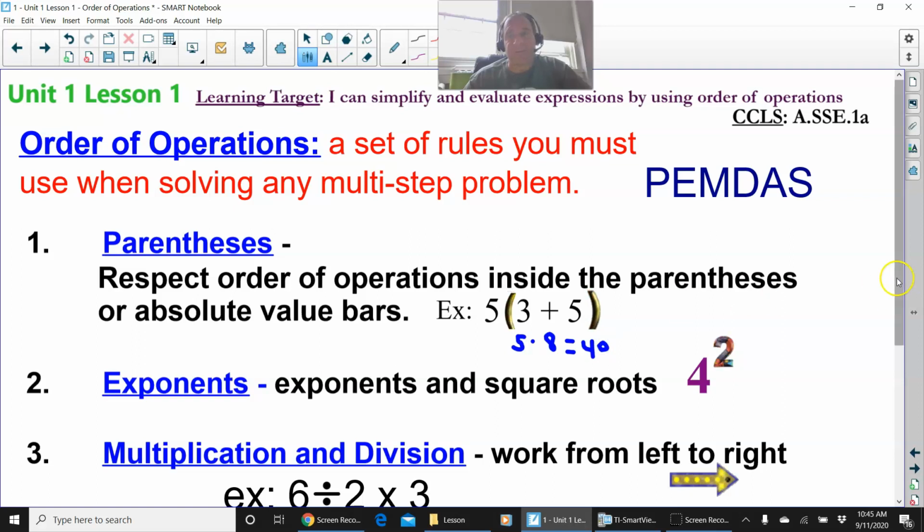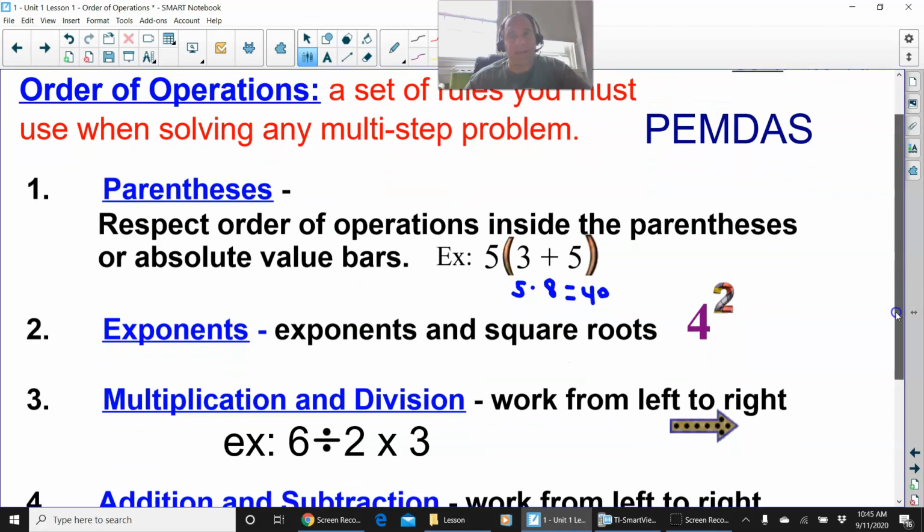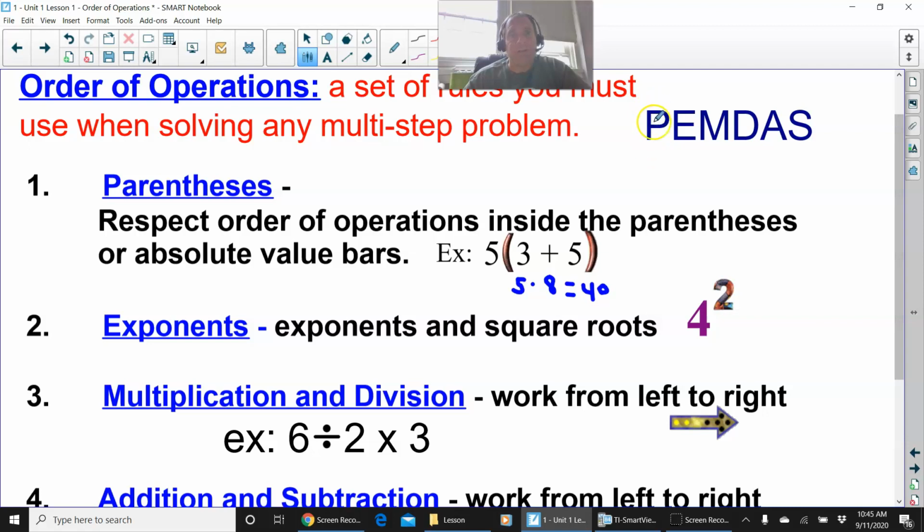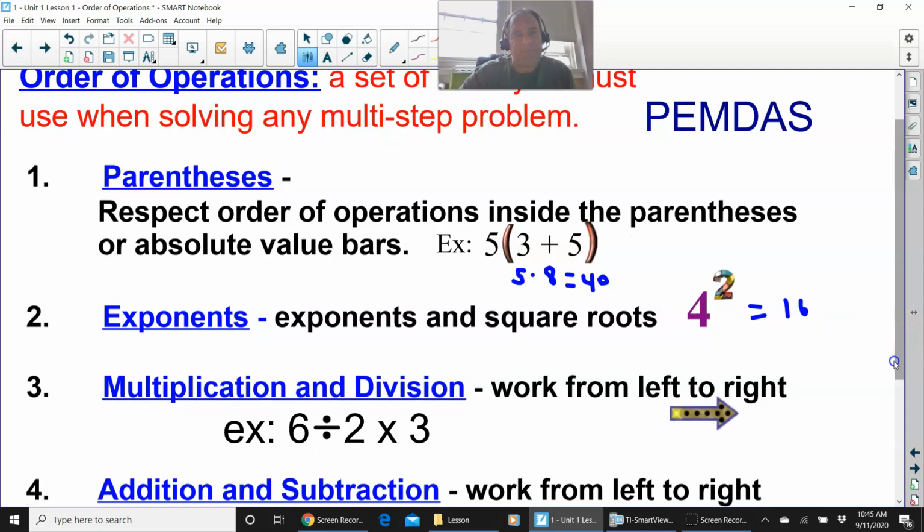Exponents are next, and basically PEMDAS really leads you through. This is parentheses, exponents are next, and this is number 2, exponents. So if you see an exponent, that comes after the parentheses, doesn't come before. So 4 squared is 4 times 4. 4 times 4 is 16. That's basically it for that.